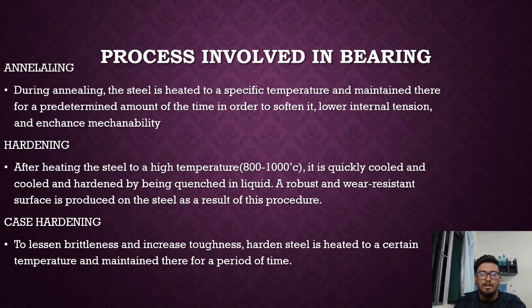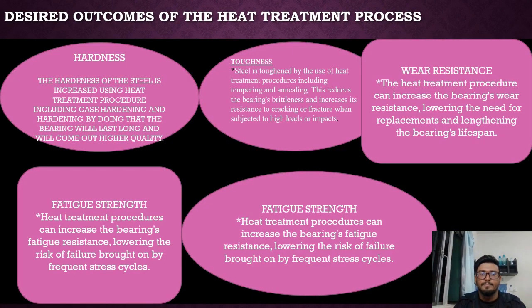And for hardening, after heating the steel to a high temperature, it is quickly cooled and hardened by being quenched into a liquid. A robust and wear-resistant surface is produced on the steel as a result of this procedure. And for case hardening, to lessen the brittleness and increase the toughness, the hardened steel is heated to a certain temperature and maintained for a period of time.